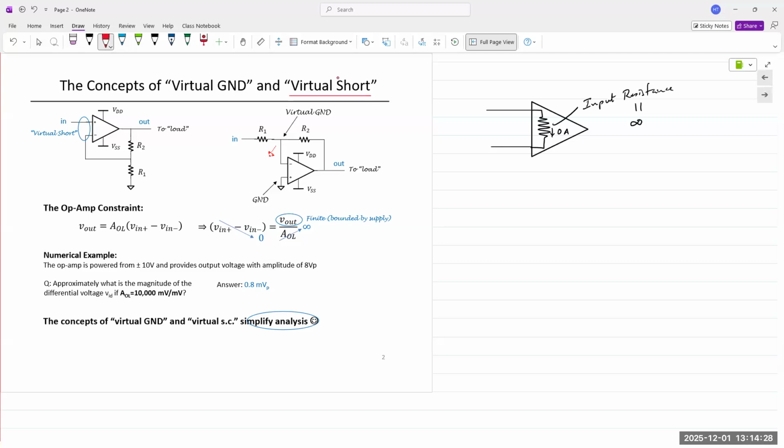It's a very useful concept, especially for easing our analyses of any kind of op amp circuits. And so what we do here is they are virtually connected together. That's the concept of the virtual short.